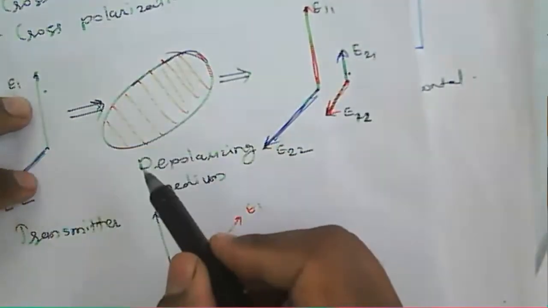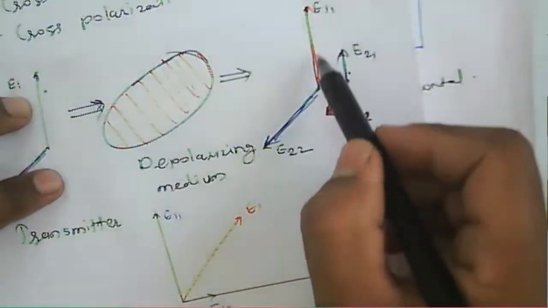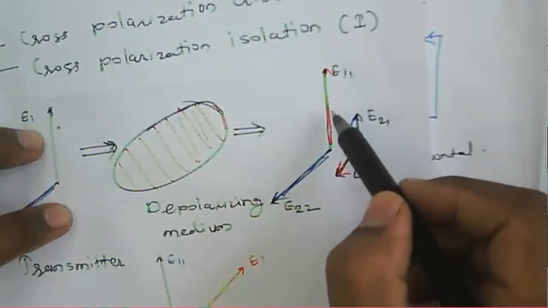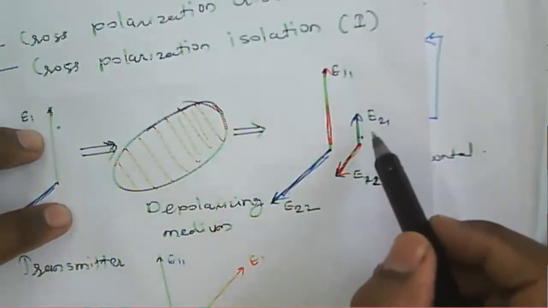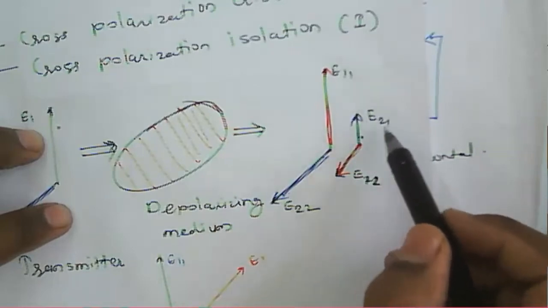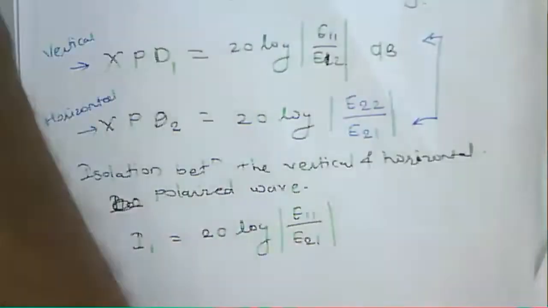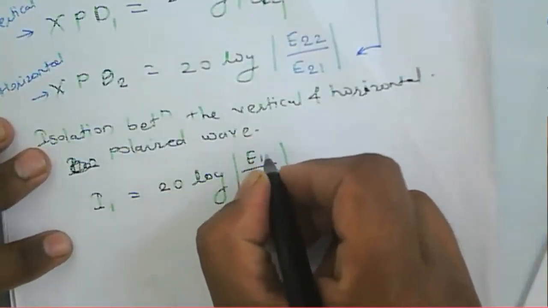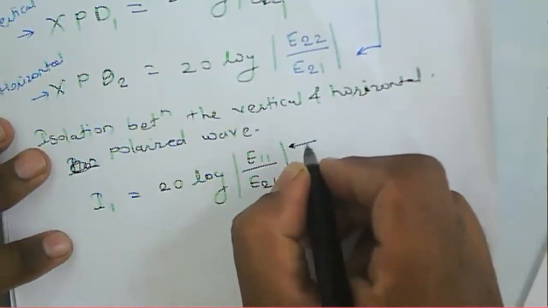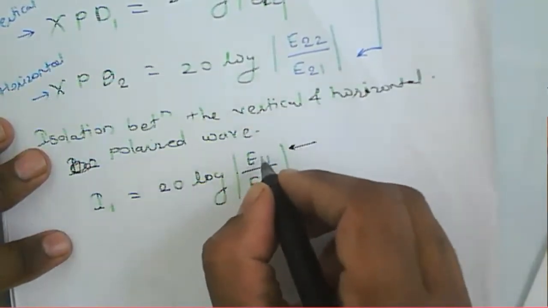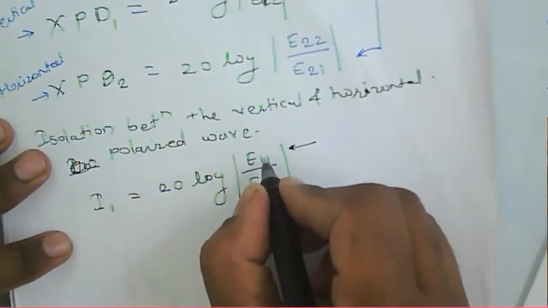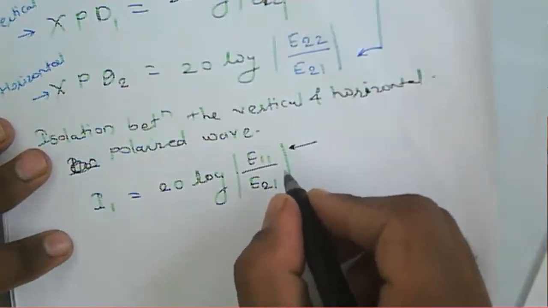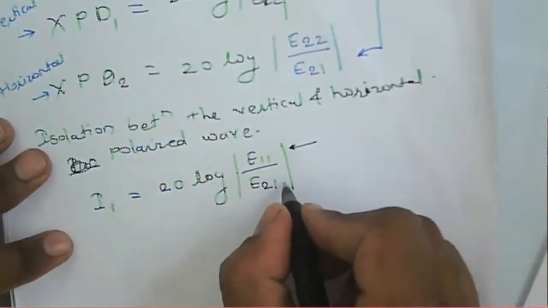So we can say that the ratio of a copolarized component of the vertical polarized wave, that is E11, to the cross polarized component of the horizontal polarized wave, it is nothing but what? A ratio of what? This E11 is the copolarized vertical component of the vertical polarized wave, and E21 is the cross polarized component of the horizontal polarized wave.